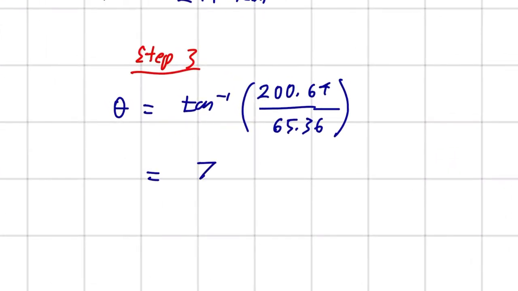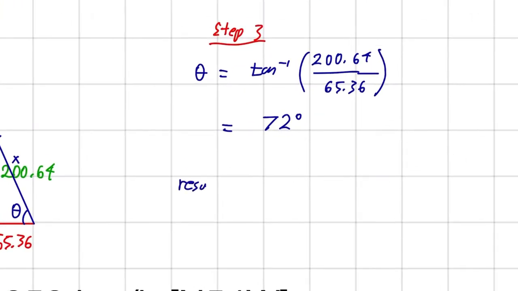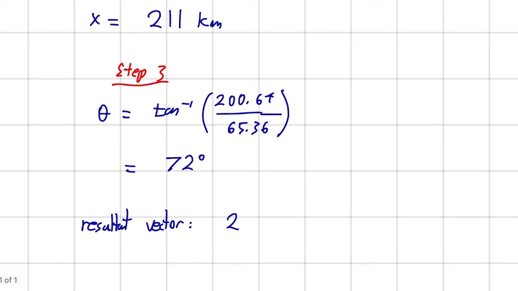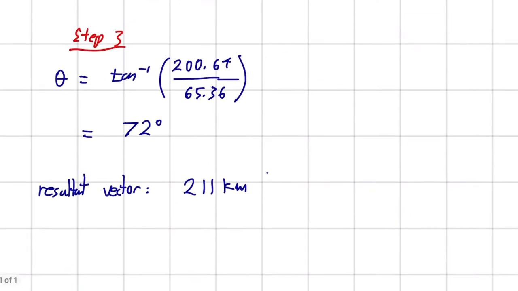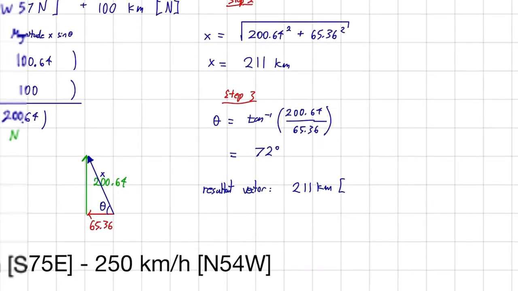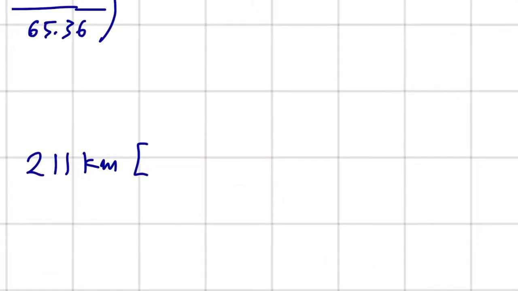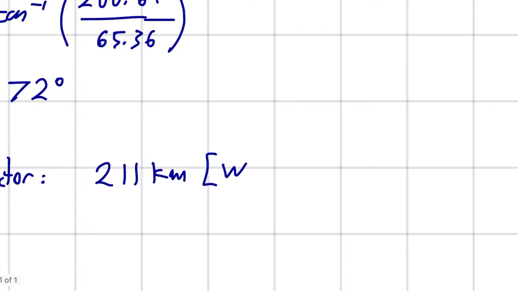If we plug this into our calculator, we get 72 degrees. So that means our resultant vector, remember, we now have our magnitude and we have our direction. So 211 kilometers, and our direction is west and north. So west, then remember our angle, 72. So west, 72 degrees north.